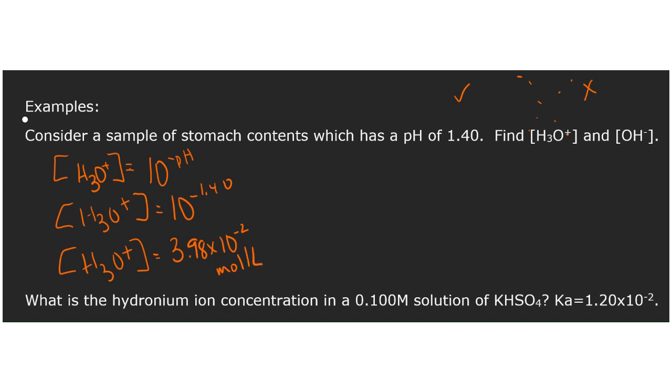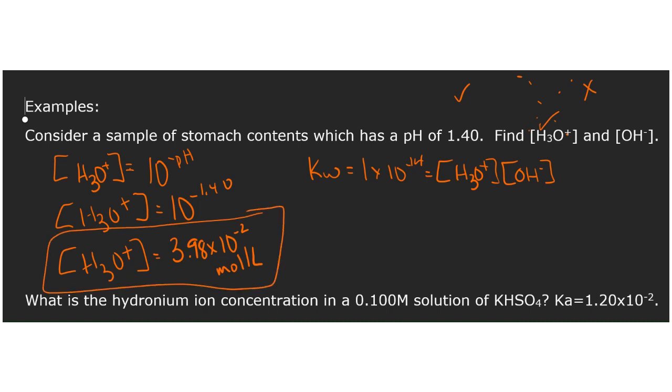Now we know the relationship: Kw is equal to 1 times 10 to the negative 14, and that's equal to the hydronium ion concentration multiplied by the hydroxide ion concentration. We have this one. That one was easy to find. What can I do with this to find OH negative? Substitute, right? So I know I have 1 times 10 to the negative 14 is equivalent to 3.98 times 10 to the negative 2 mole per liter, multiplied by OH negative.